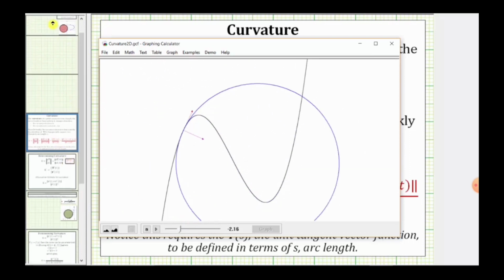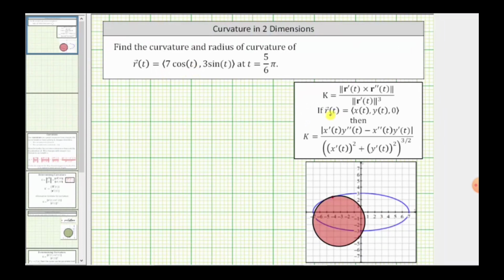Going back to our example, because we have a 2-dimensional vector function, the z-component is equal to 0. So if we apply this formula for the curvature with a z-component of 0, the curvature formula simplifies to the formula we see here. So for this example, we'll be using the simplified formula for the curvature, which again only applies when we have a plane curve, not when we have a space curve. So for the given vector function, x of t is equal to 7 cosine t, and y of t is equal to 3 sine t.